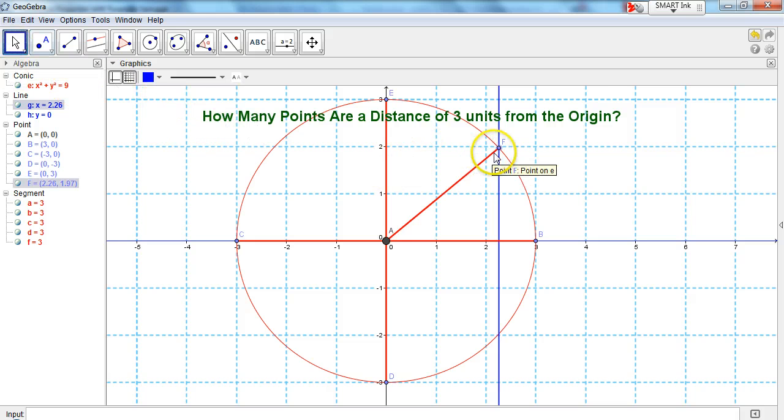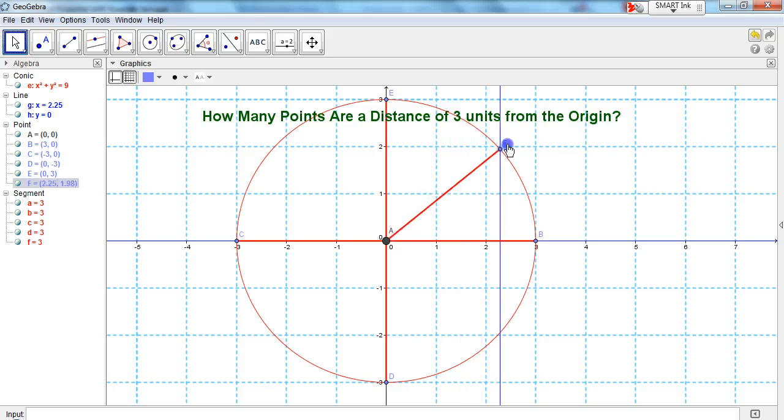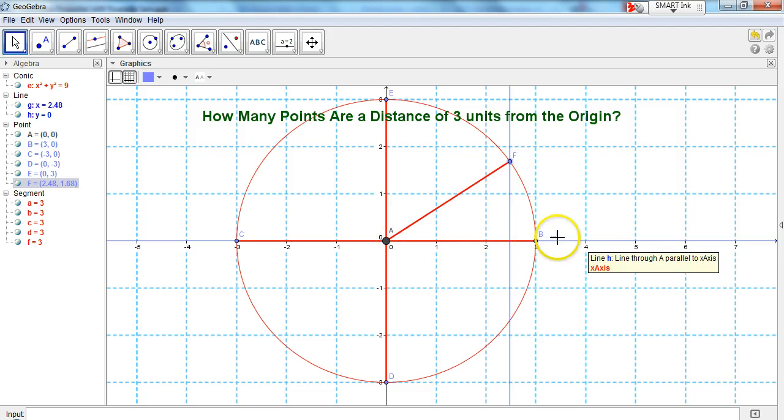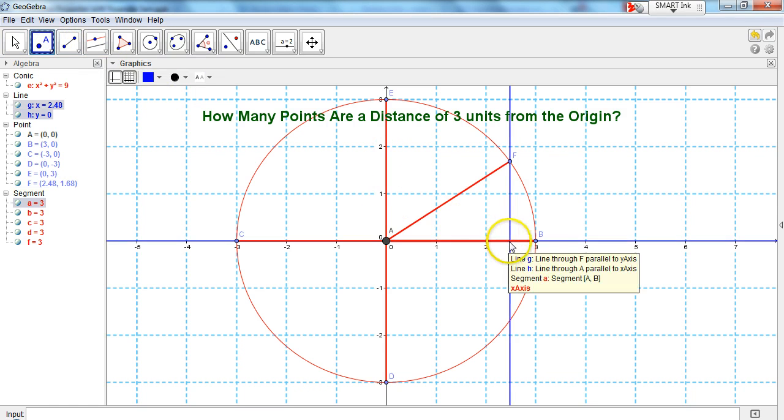Okay, so now when I slide F around, we just have these lines, this vertical line and this horizontal line. Notice from A, this horizontal line is not going to move, and that's okay. What I want to show really is this distance here. So I'm going to grab this intersection point.